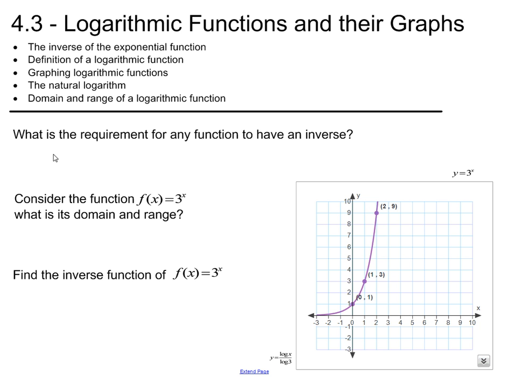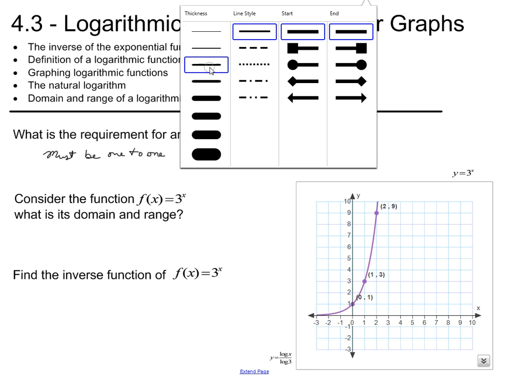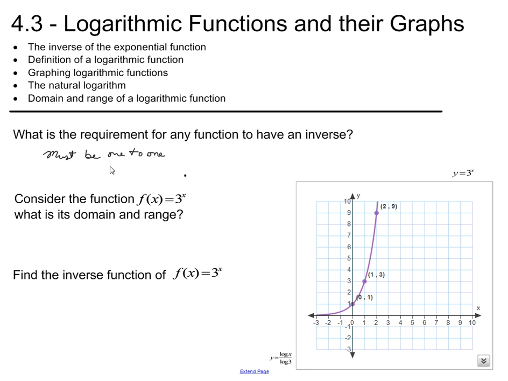So what was it? Well, that requirement for us is that our function must be one-to-one. So whatever function we're looking at as having an inverse must be one-to-one. Now, what did that mean? Well, a one-to-one function was the kind of function that, if we were to look at its graph, would pass the horizontal line test.